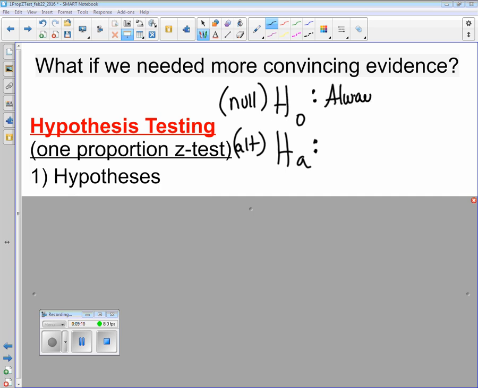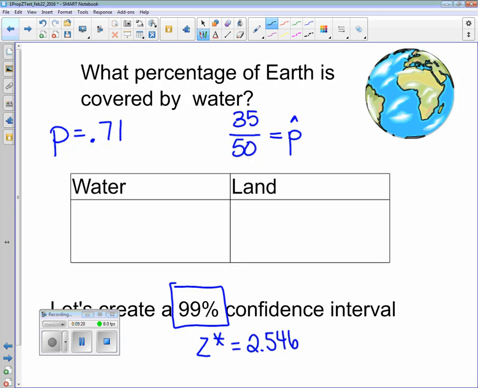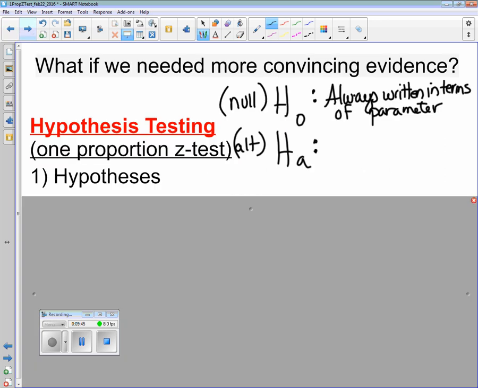When we look at our earth and water example, what number am I looking at? The 35 out of 50, or the 0.71, or the 2.576? What's the population parameter? The 0.71. That's the claim. So both of these hypotheses will be written in terms of 0.71.